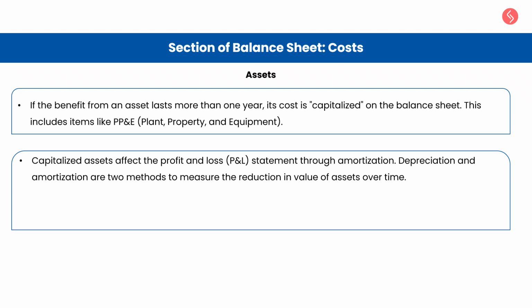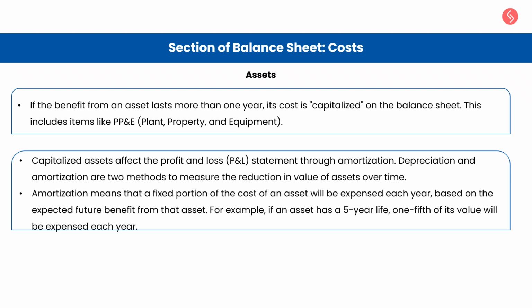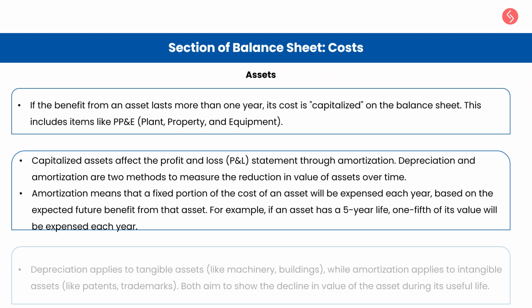Depreciation and amortization are two methods to measure the reduction in value of assets over time. Amortization means that a fixed portion of the cost of an asset will be expensed each year based on the expected future benefit from that asset. For example, if an asset has a 5-year life, 1/5 of its value will be expensed each year.